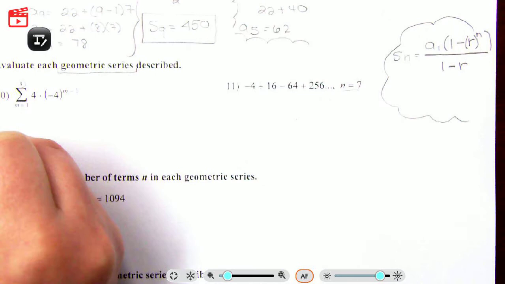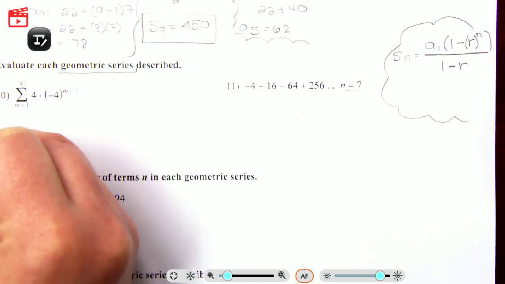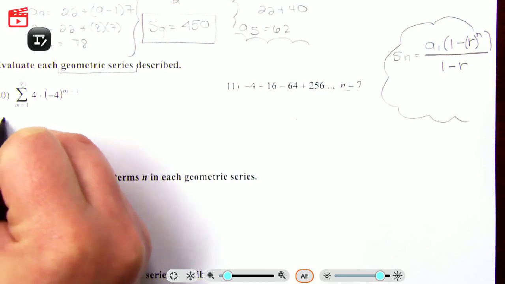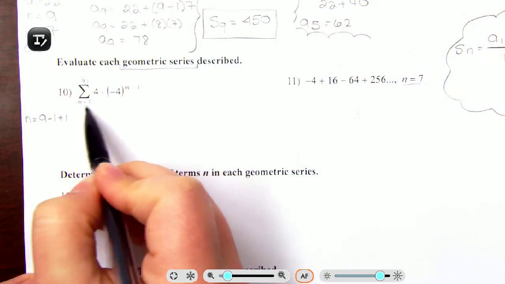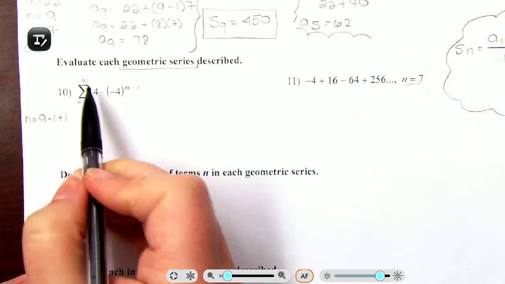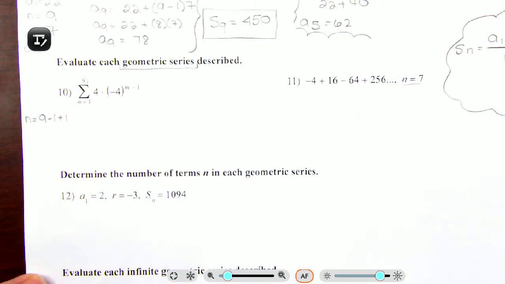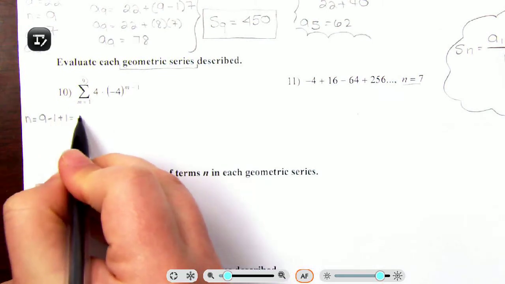So again, how do we find our n? N is we take your upper minus your lower plus 1. And this is in case your lower limit is not 1. If your lower limit is 1, then your n value will be 9. But if your lower limit is not 1, then we have to figure it out. In this case, n is still 9.